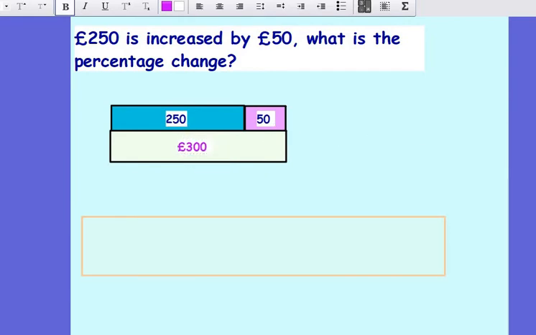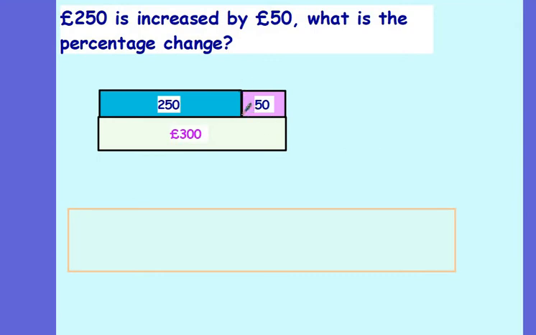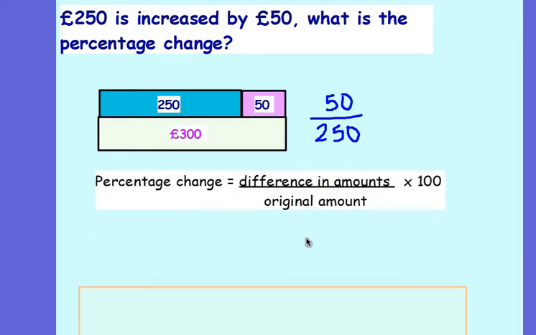Now, as a percentage change, we know that it is changed by 50 out of 250. It's increased by 50 out of the 250. We can use a formula for percentage change, and this is the formula. The percentage change is equal to the difference in amounts, which in this case is 50, divided by the original amount. The original amount was 250, multiplied by 100.